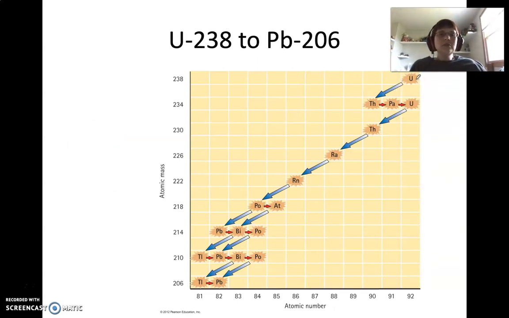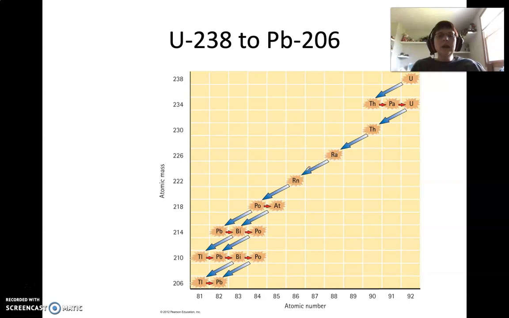So uranium-238 starts up here. It's going to break down to thorium in the reaction we just saw, and it actually turns back into uranium. It's going to turn into uranium-234. Then it's going to go through a cascade where it's going to go to thorium, radium. By the way, I'm not going to ask you to know this. This is just to show you how a radioactive element like uranium goes from one element to another.